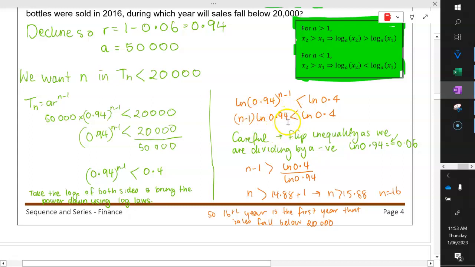Is the number I'm dividing by negative? In this case, it is. So that inequality here has to flip the other way, otherwise we're going to get the wrong year. So that's the first time that we've come across that so far. The rest of it's the same.